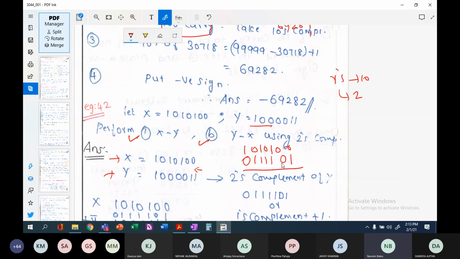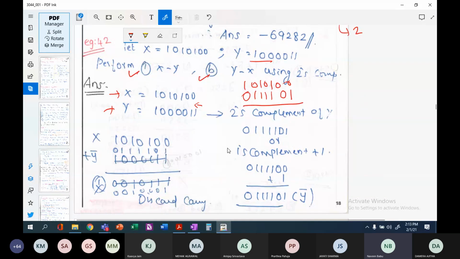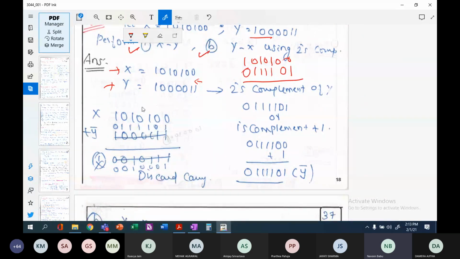Obviously here you can see that X is greater than Y. So here 1 0 1 0 1 0 0 is the X value, and the complemented form is 0, 4 times 1, 0, 4 times 1, and 0 1. When you add, you will see that there is a carry that is getting generated. We discard this carry and the rest of the value we use as the final answer.